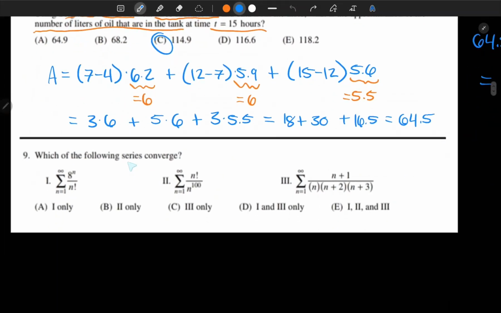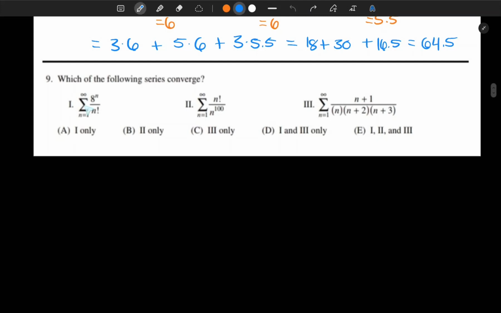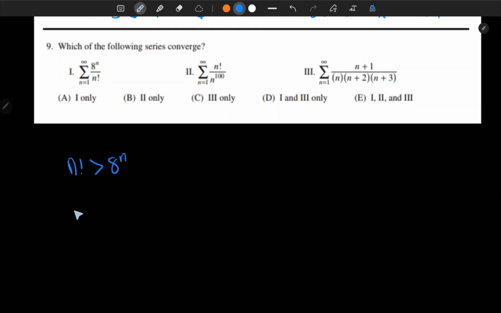Next, which of the following series converges? Let's look at each sequence in series. For 1, we see that we have a summand of 8 to the n over n factorial. Well, we know that for general n, n factorial is larger than 8 to the n. This isn't true for all n. In fact, if we choose n is equal to 1, we see that 1 factorial is equal to 1, which is less than 8 to the 1, which is equal to 8. So we already see here that for n is equal to 1, this inequality is incorrect. But for large n, say n is equal to 100, this inequality is certainly true.